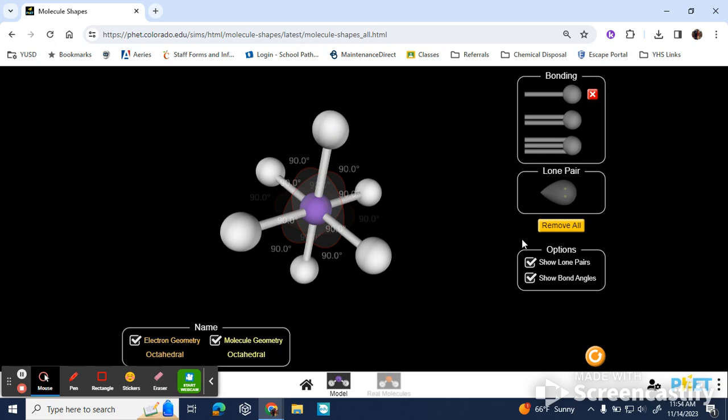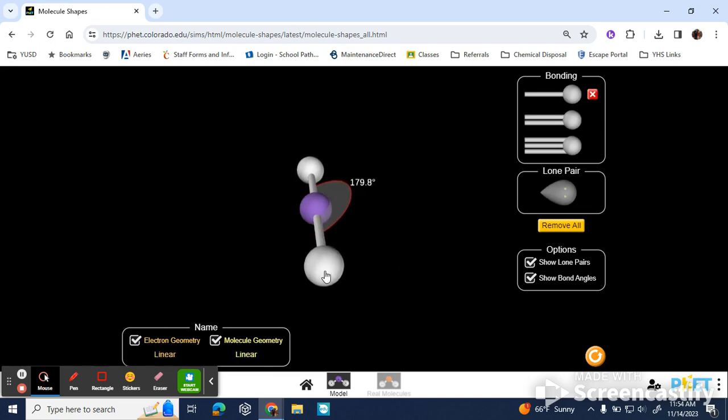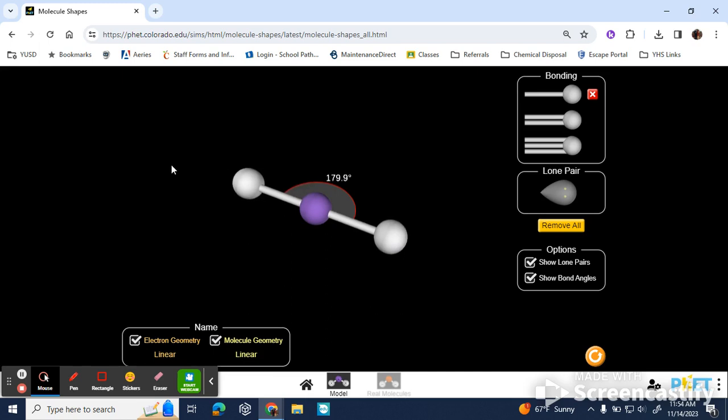Just so you guys know, at the very end of this video, I'll also be showing you the little cheat sheet that goes along with it. All right, so let's go back to our linear shape with two of these, in total 3 atoms.